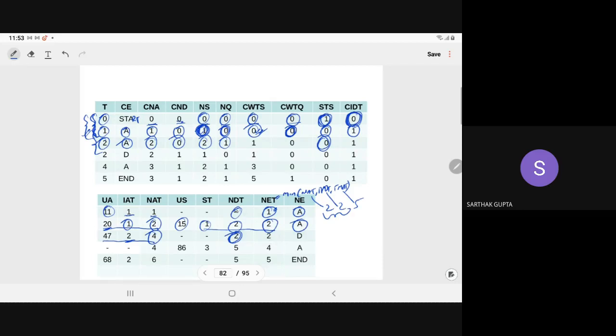So the next event time is the minimum of NAT, that is 4, NDT 2, Tmax 5. So the minimum is 2, so here we consider this 2. So next is the departure. At 2 we have the departure. Due to the departure, CNA will remain as it is, CND will increase by 1, NS will decrease by 1, NQ will become 0, and CWTS, CWTQ, CSTS and CIDT you can update. But when there is a departure, you have to generate the next departure time.